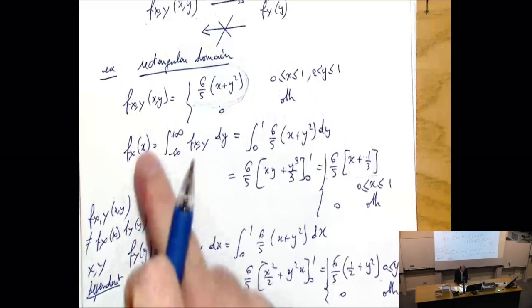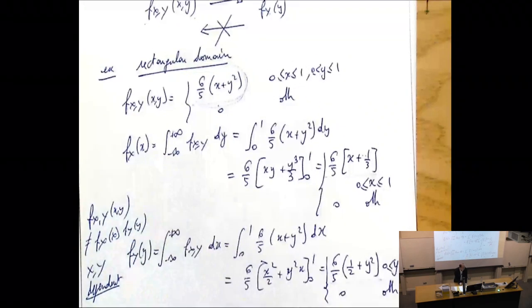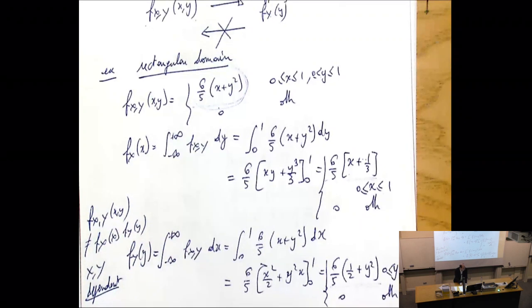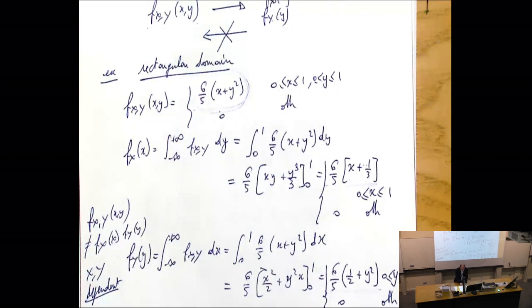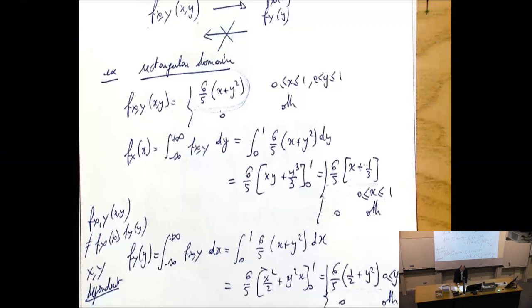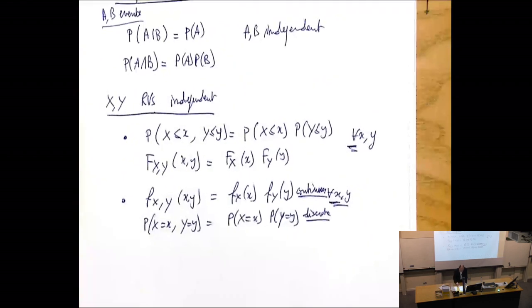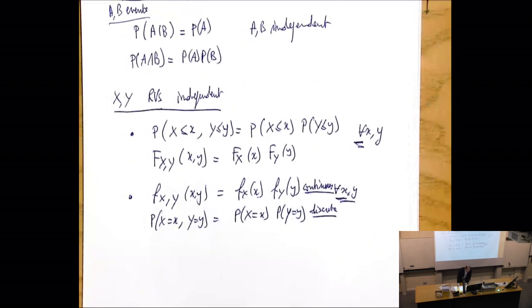So you have to be careful. In general, you have to look at this for all x and all y. Same if it's a discrete random variable, it has to hold for all x and all y, that the product of the marginals has to be equal to the joint PMF. If it works for some but not for others, they will be dependent.